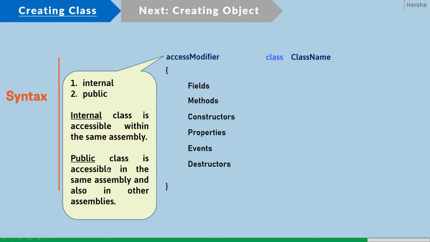But if it is a public class, the same class can be accessible in other projects that are present within the same solution and that have the reference to the current project. So in short, internal class is accessible within the same assembly, that is in the same project, and public class is accessible everywhere in the same assembly or in other assemblies also. Here assembly can be assumed as a project, and a solution is a collection of projects.